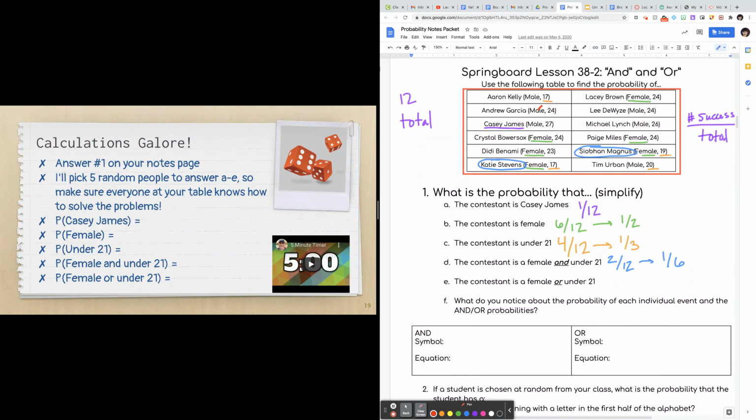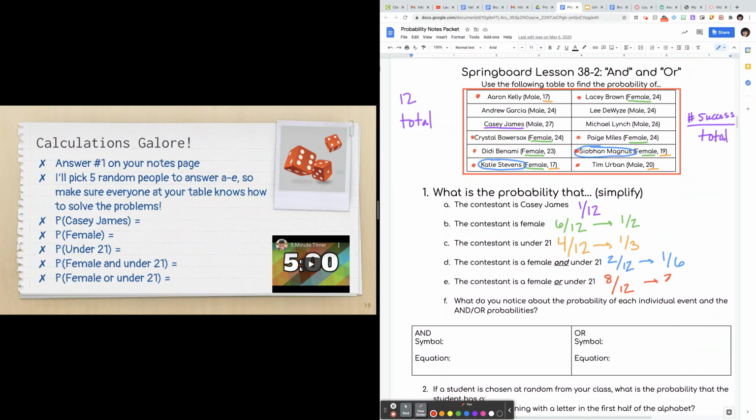Okay, so I want female or under 21. So that means I need to have at least underlined one of these two things, like in the parentheses next to their name. So this person fits the bill. This person fits both, right? This person only fits female. This one only fits female. This person fits both. And this person only fits the under 21. Okay, so that's 8 people total. 1, 2, 3, 4, 5, 6, 7, 8. So 8 out of 12. Okay, and that reduces to the greatest common factor between 8 and 12 is 4.